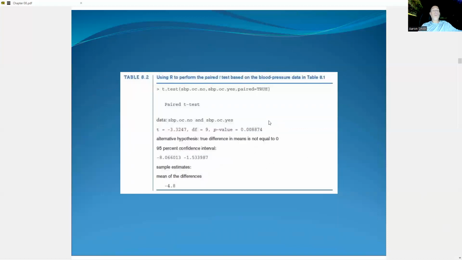All right, now in R, the function for this is t.test, and it's super easy and nice. It gives you the test statistic, the degrees of freedom, the p-value, the confidence interval, and the mean of the differences. Notice that 0 is not inside the confidence interval, so I conclude that there is a statistically significant difference.